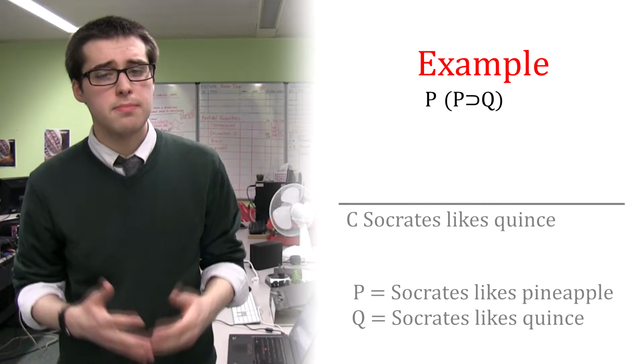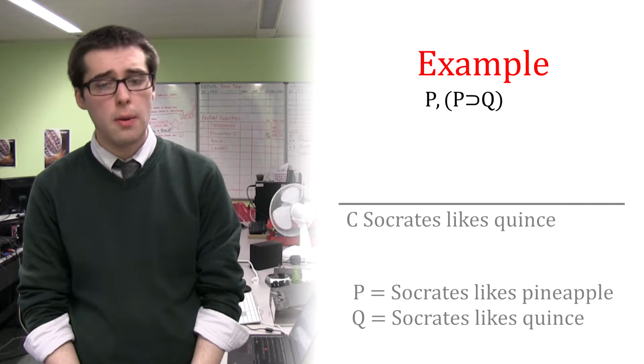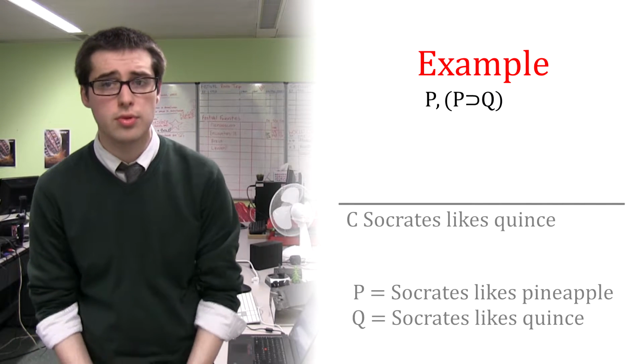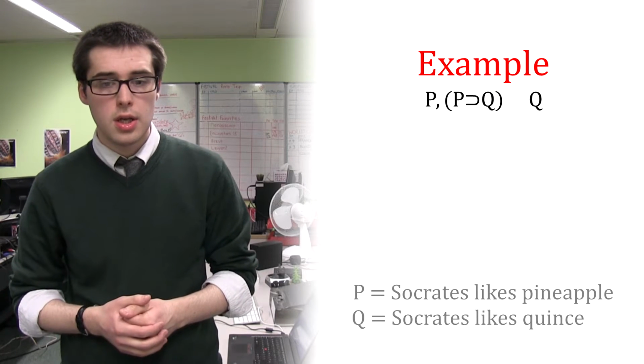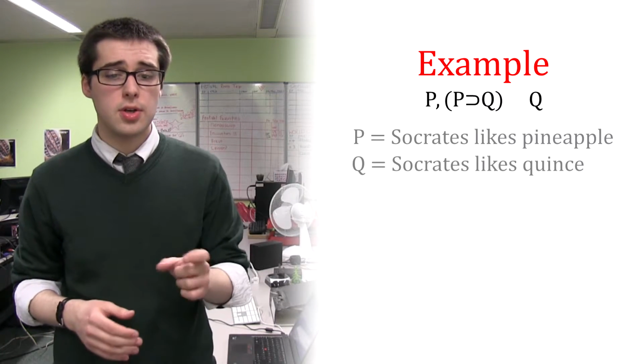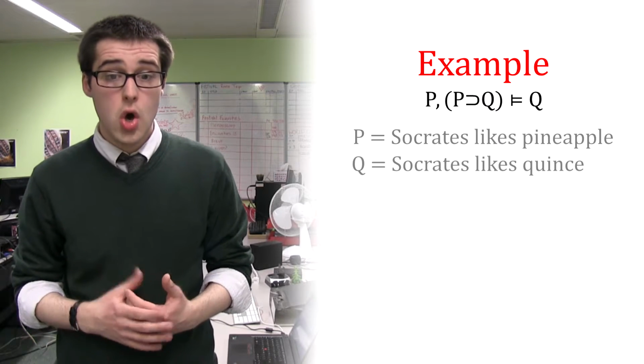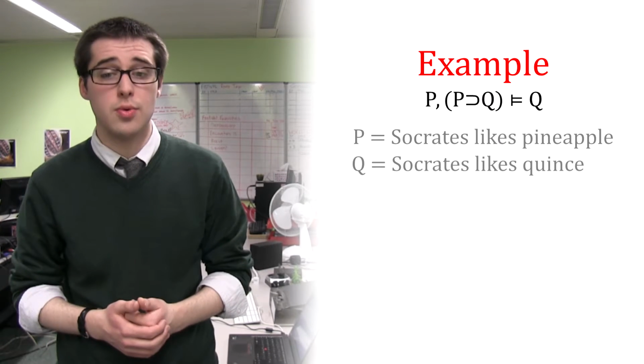Our first and second premises are separated using a comma according to the punctuation rules for sequents. Lastly, our conclusion is Q. Now we'll separate all premises from the conclusion using a turnstile according to the punctuation rules of sequents.